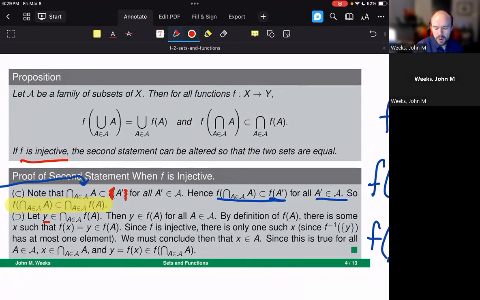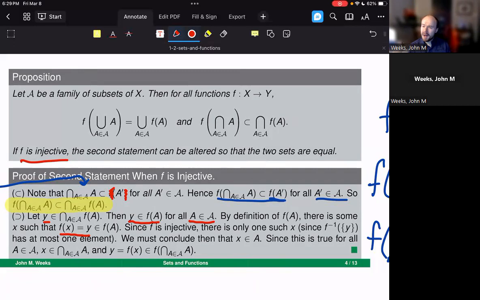Well, what does that mean? y is inside of f of A for all sets in my arbitrary collection of sets here. Well, what does that mean? By y being in f of A, that means that there is an element x inside of the set A such that f of x is equal to y. Now notice that that's something that is relative to the set A that I'm choosing.